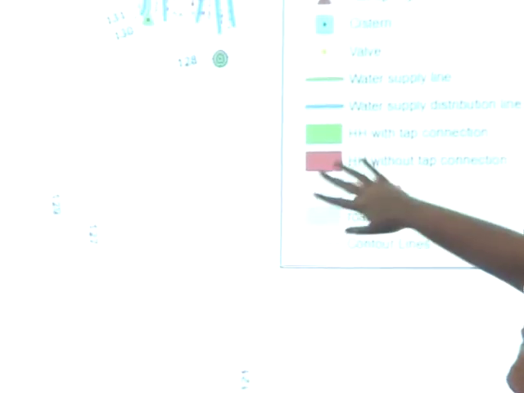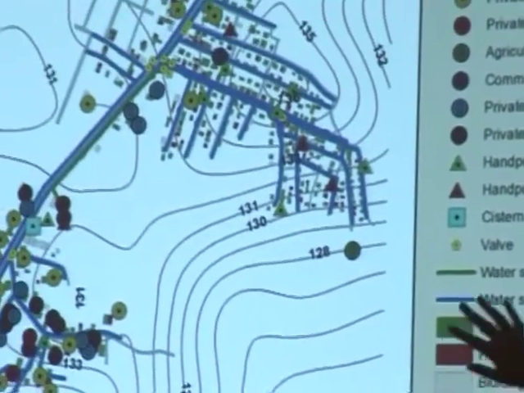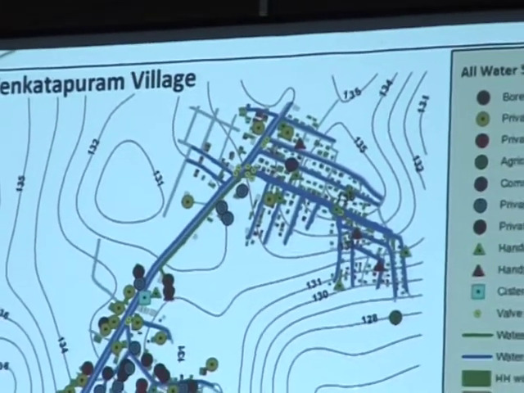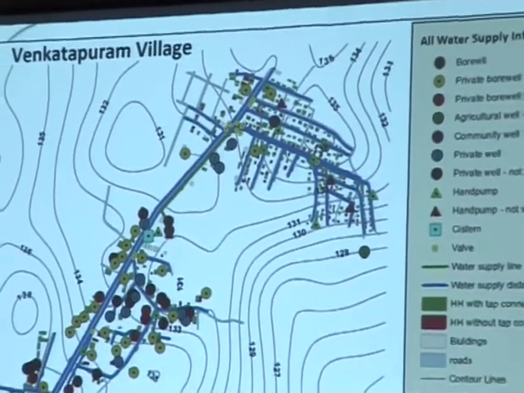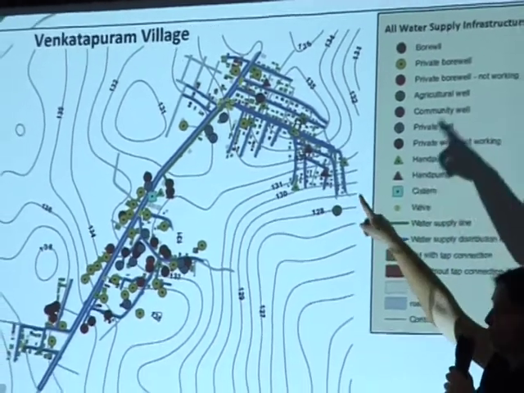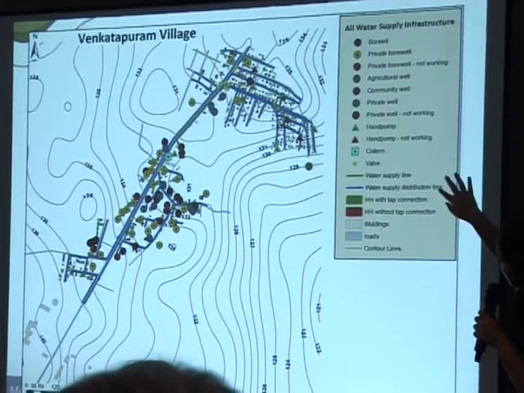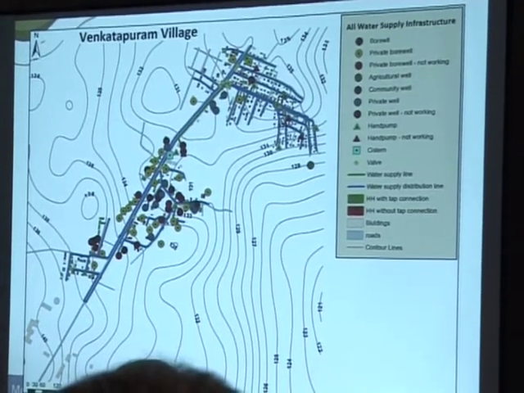We map all the infrastructures. You can see that in the center of the village, there's a lot of private wells, private bore wells, and the north of the village has much less infrastructures, and they are mainly hand pumps. And then they have the little triangle with hand pumps not working. So immediately then you have the contours, you have the main drains, etc.